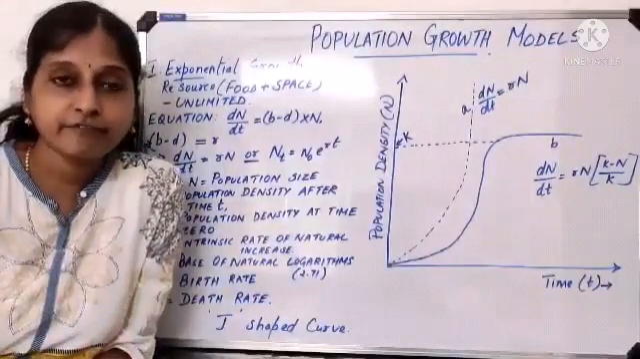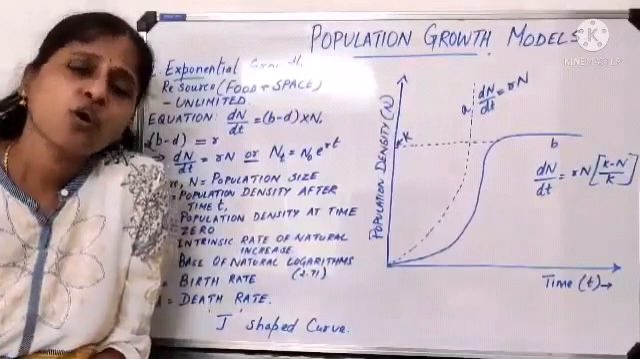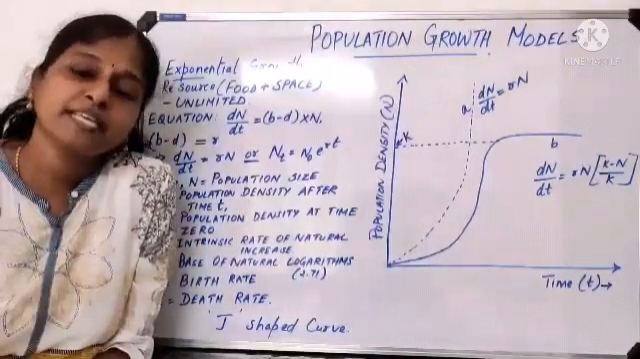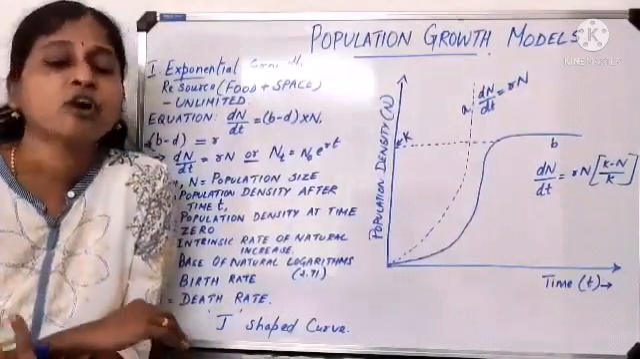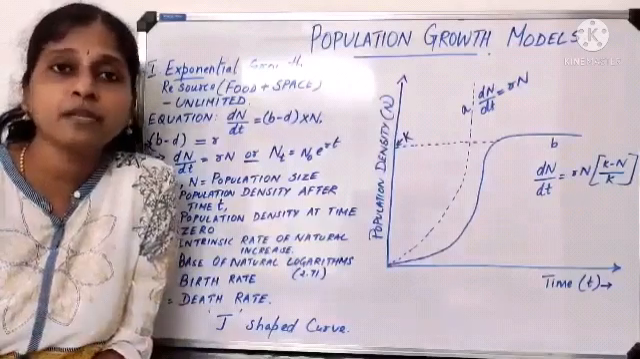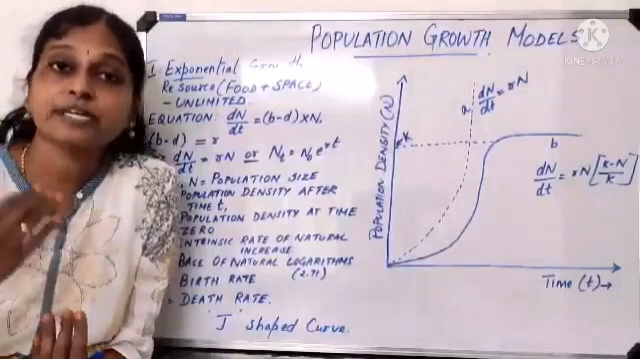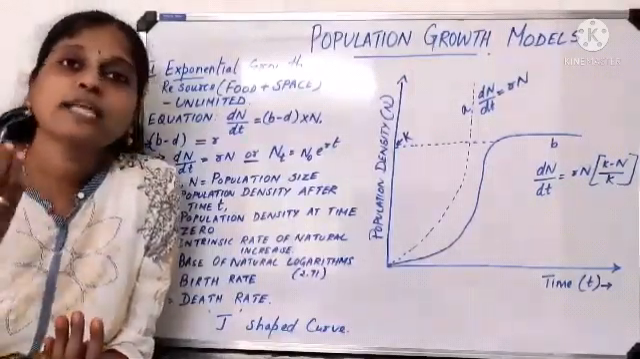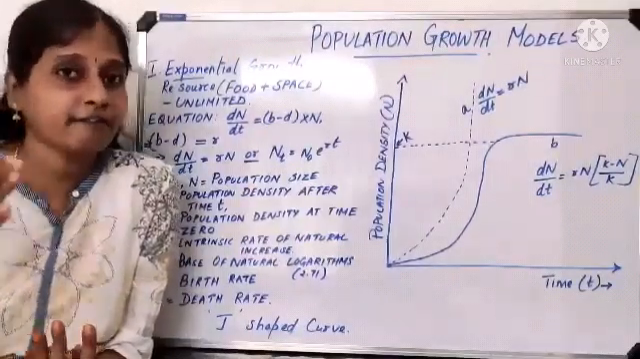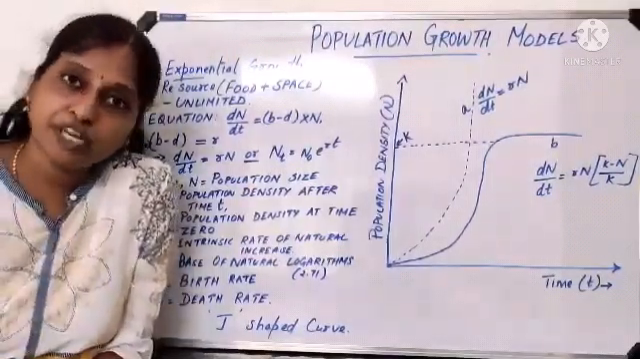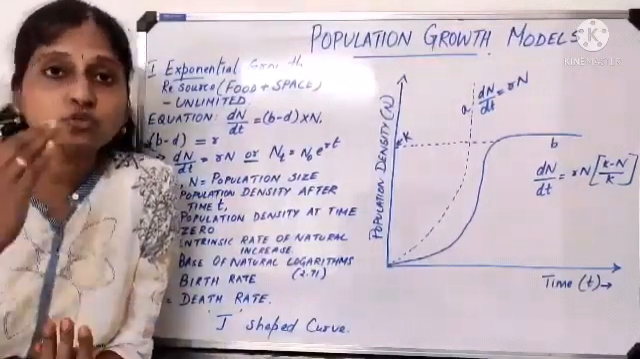Listen very carefully. Exponential growth takes place when there are unlimited resources. What do we mean by unlimited resources? It means the resources are plenty. You have a large amount of food, a large amount of space, all the necessary conditions available. Then obviously the reproductive capacity and reproductive rate will increase, and the population will increase at a very high rate. That we call exponential growth.